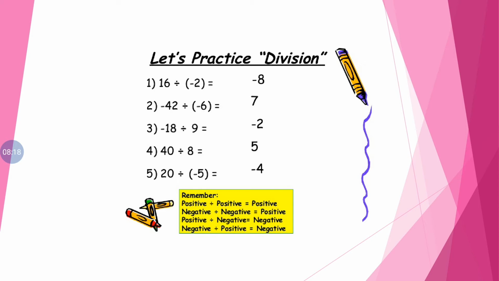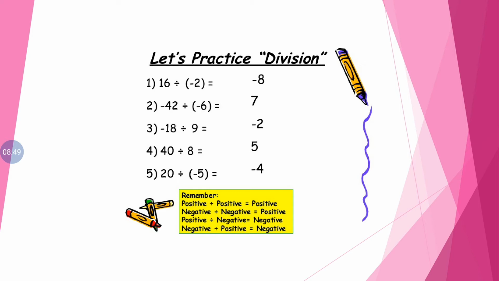Minus 42 divided by minus 6. If two integers have the same sign, their quotient is positive. So 7 6s are 42. Minus divided by minus, we get a value that is plus. So we get plus 7. Next, if two integers have different signs, we get a negative value. So 9 2s are 18, and we get minus 2.